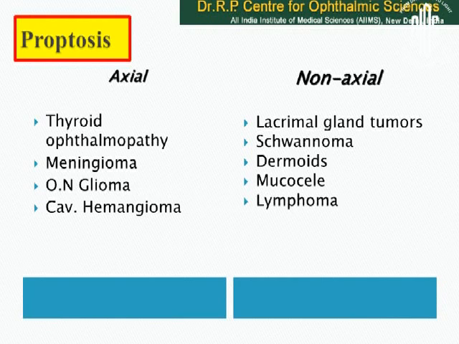If the patient is presenting with axial proptosis, first and foremost it will be thyroid ophthalmopathy, or a meningioma if an old patient, optic nerve glioma if the patient is in the first decade, or a cavernous hemangioma if it is a female in her 30s or 40s. And in non-axial proptosis, you should look for a lacrimal gland tumor, schwannoma, dermoid, mucocele, or lymphoma.